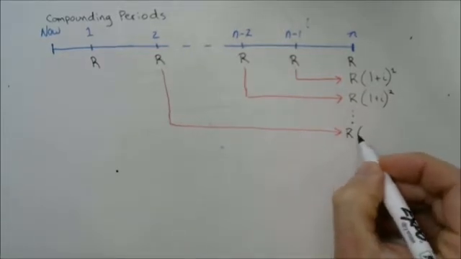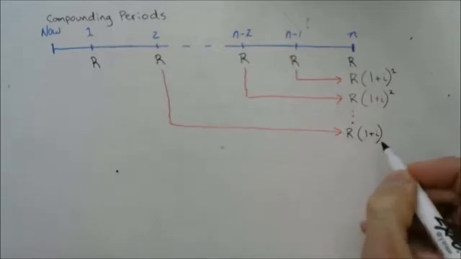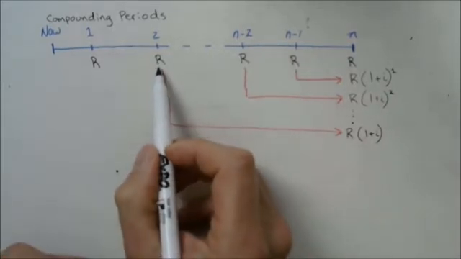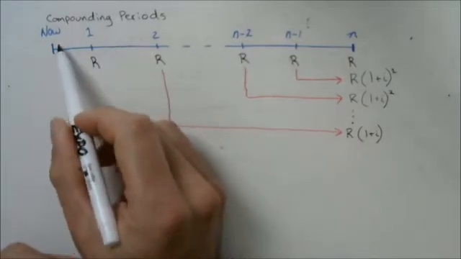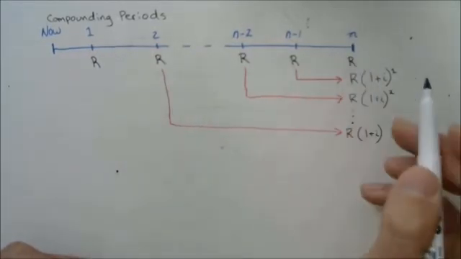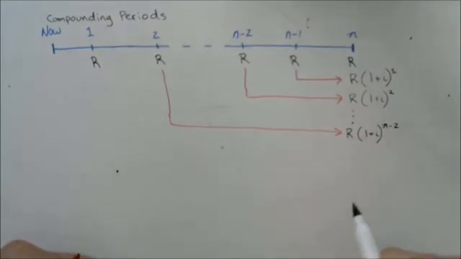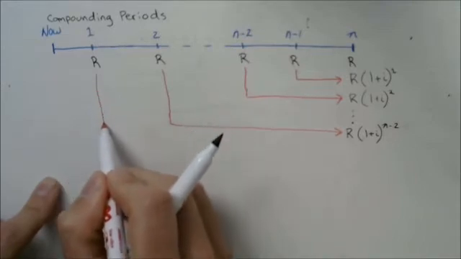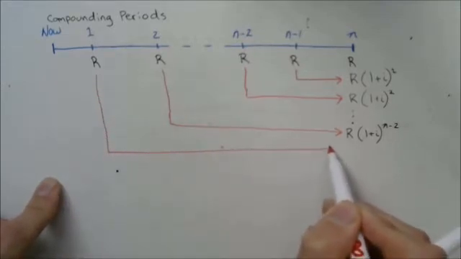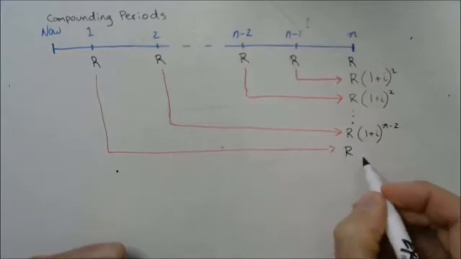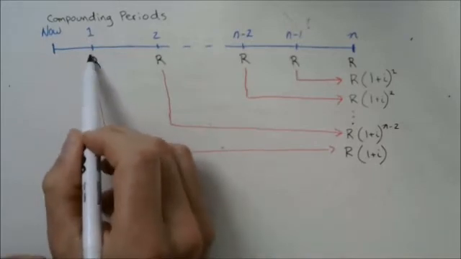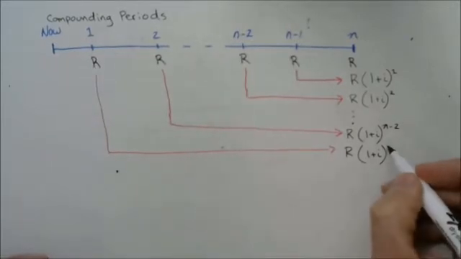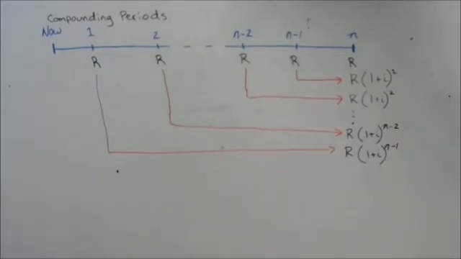This payment is going to accumulate interest for how many payment periods? Well, look, it's the second payment that goes in. It's going to accumulate interest over all the compounding periods except for 1, 2. Okay, so it's going to be in there for n minus 2 compounding periods. The very first regular payment is going to be in the account for all of the compounding periods except for the first one, because it was deposited at the end of the first compounding period. So it is going to have n minus 1 compounding periods.